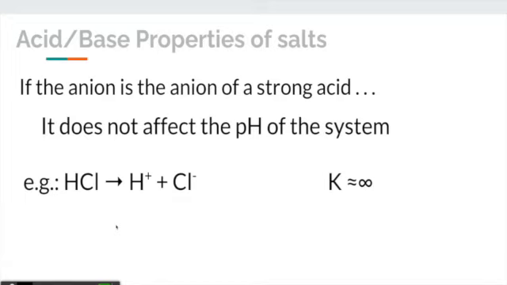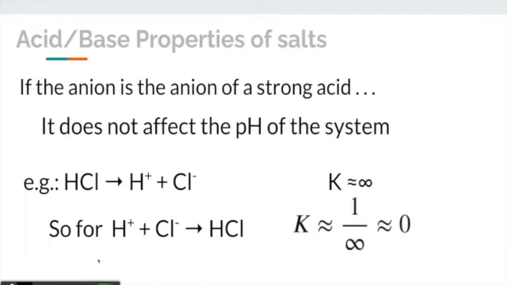Hydrochloric acid ionizes completely. K is essentially infinity. So if we were going to try to get this to go backwards, to have the chloride ions react with the H plus to go back to HCl molecules, the K for that reaction would be about 0. So that is not going to happen. So chloride, iodide, sulfate ion, those things will not have any effect on pH. Any anion that's the anion from a strong acid. You just got to remember what your 6 strong acids are.